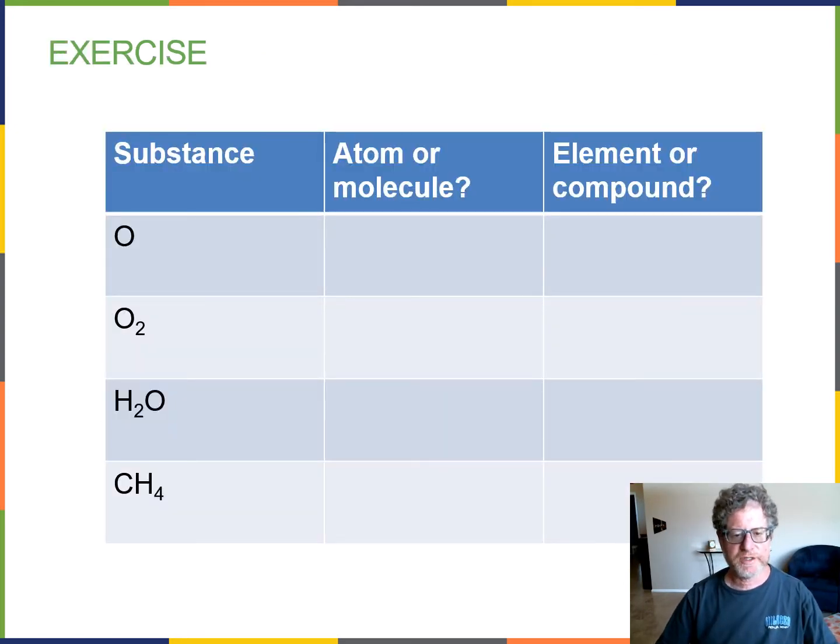All right, go ahead and look at these 4 substances, O, O2, H2O, and CH4. Tell me, is it the smallest part of that element, or is it made of more than one atom bonded by covalent bonds? Then go look over here and tell me, is it an element or a compound? An element is made of only one kind of atom, whether it's a single atom or a molecule. A compound is always a molecule, but it's a molecule made of 2 or more kinds of atoms.